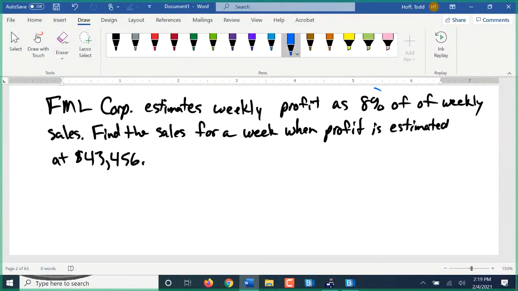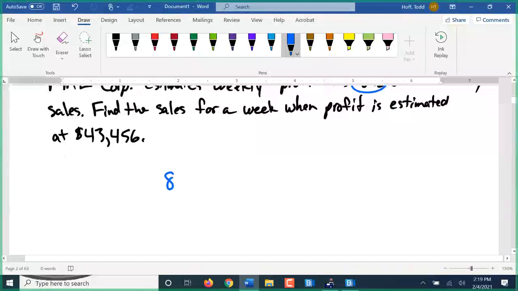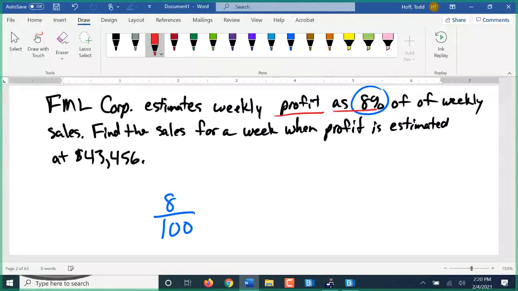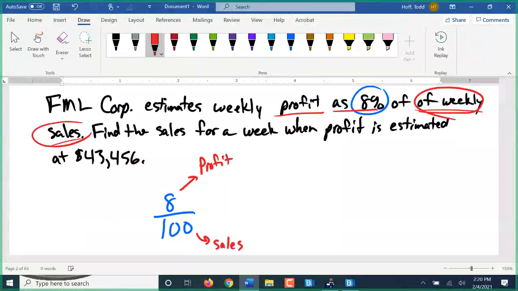Just like with our other problems, we're going to start with a percent. We got 8%, so let's write that down. But remember that 100 is the base amount. That's the amount that the other amounts are derived from, they're based off of. 8 is the portion of interest. Now, in this case, what does the 8% represent? Well, profit is 8% of weekly sales. The 8 represents the profit. The 100 represents what that's based off of. Well, it's of weekly sales. So the 100 represents sales.